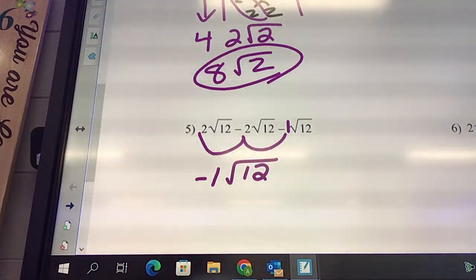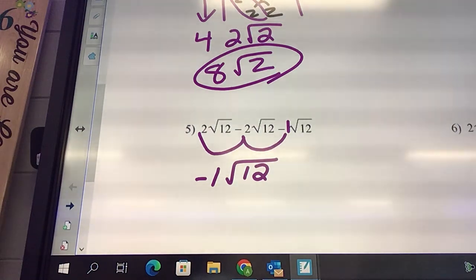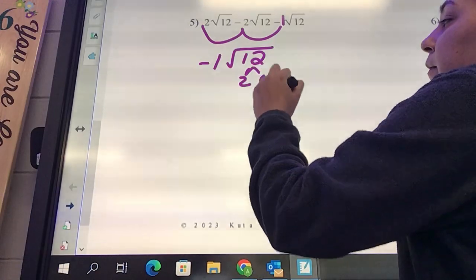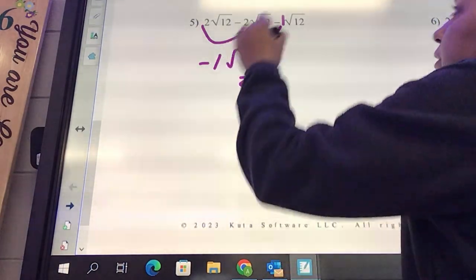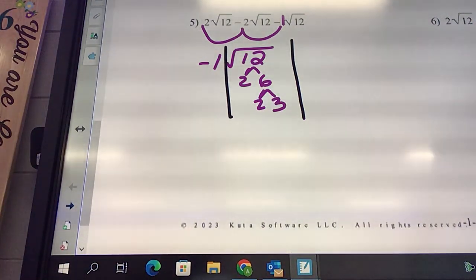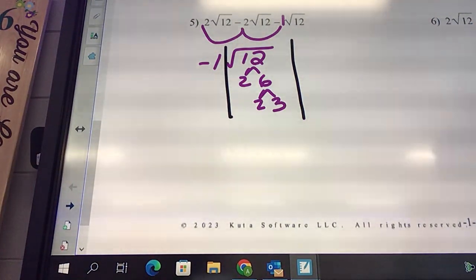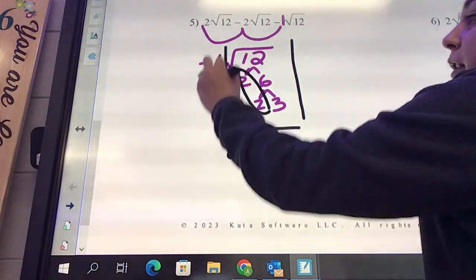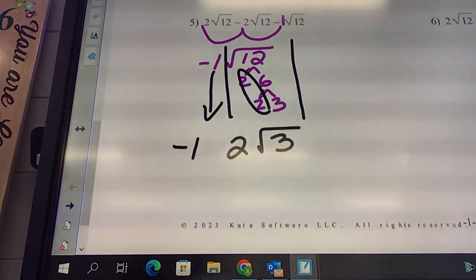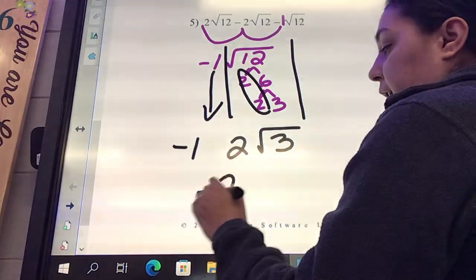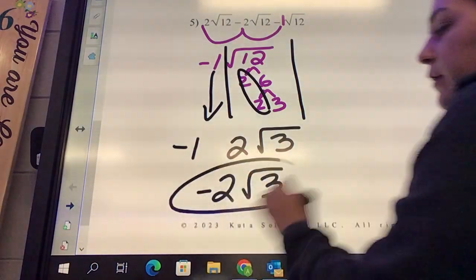Okay, can the 12 be simplified? Yeah, so what are some factors of 12? 2 and 6. 2 and 3. Okay, so for this part, what is that going to become? 3. Yep. Okay, so the 2 can go, so you're going to get 2 square root of 3, and then you need to drop this negative 1 down. And what do you do with those? You're going to multiply them. So negative 1 times 2? Negative 2 square root 3.